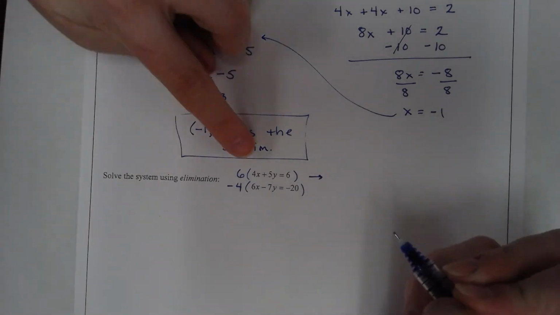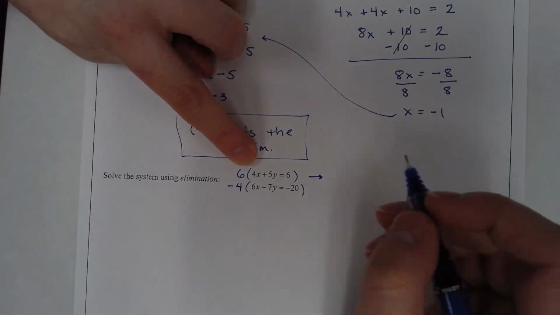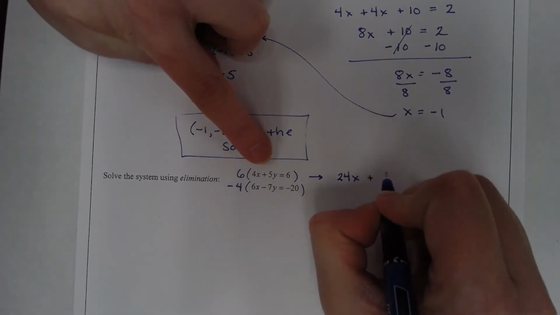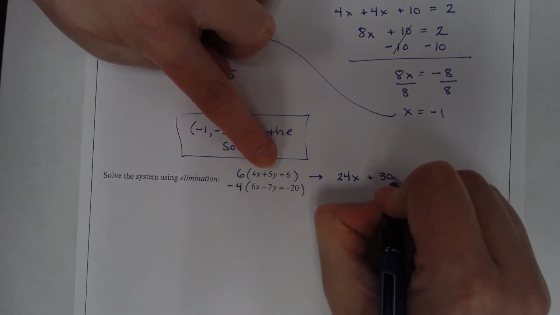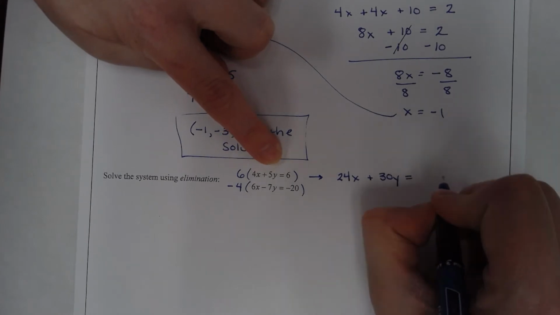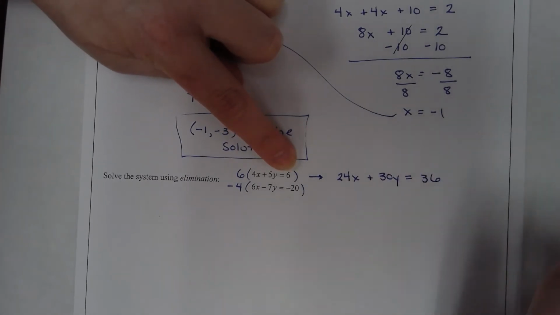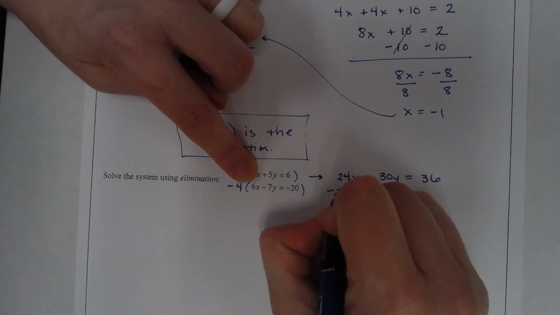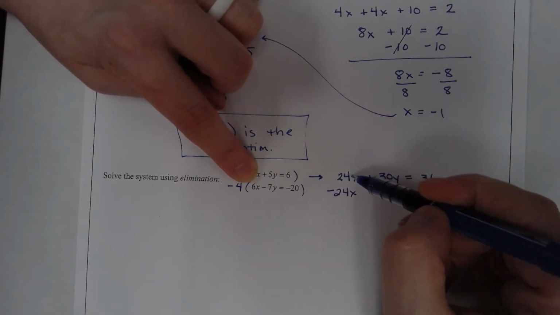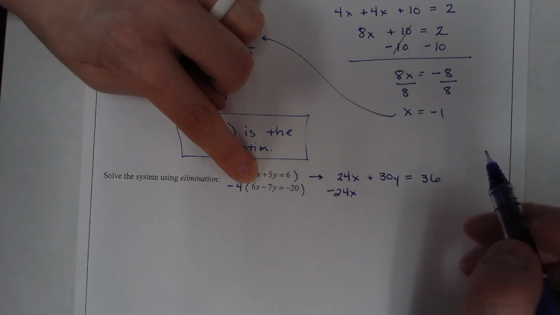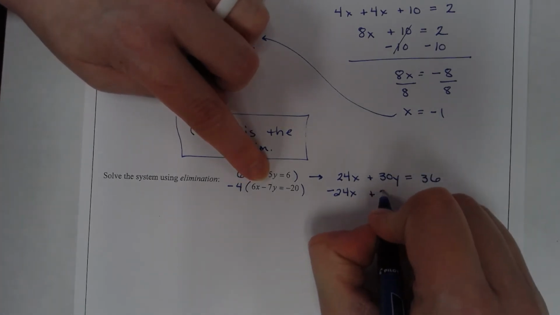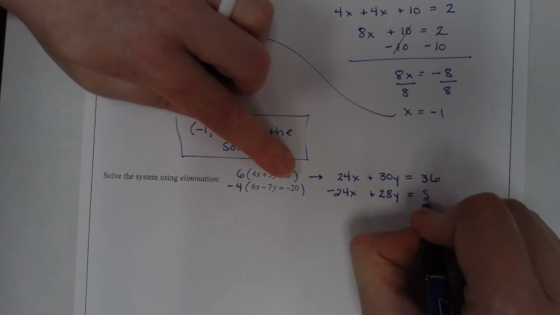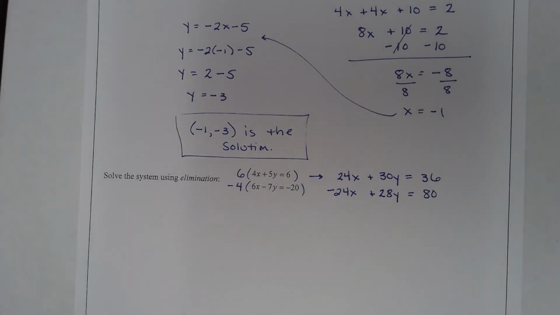Now, when you multiply, make sure everything gets multiplied. 24x plus 30y equals 36. On the bottom, negative 24x, and that's exactly what I'm looking for right there, plus 28y equals a positive 80.